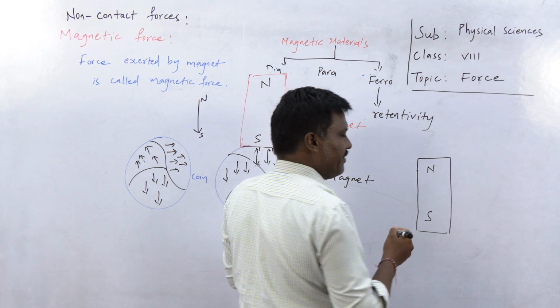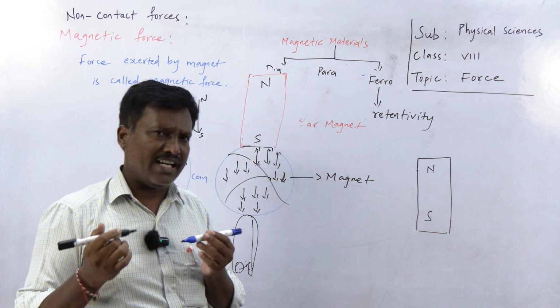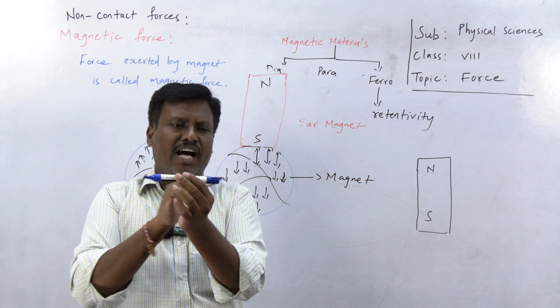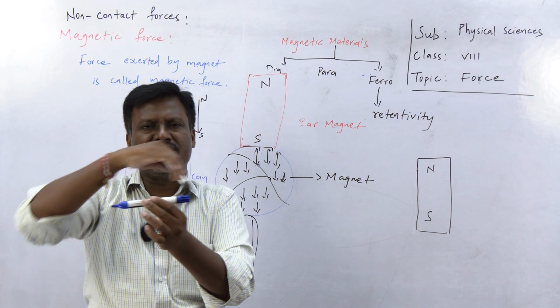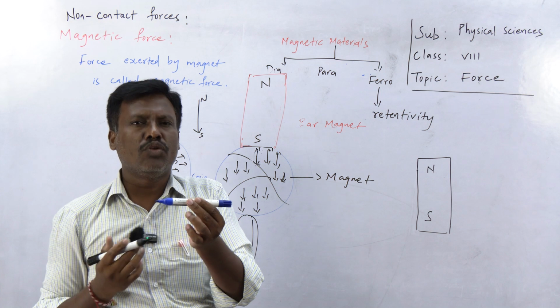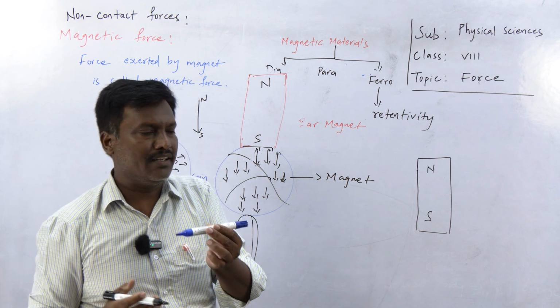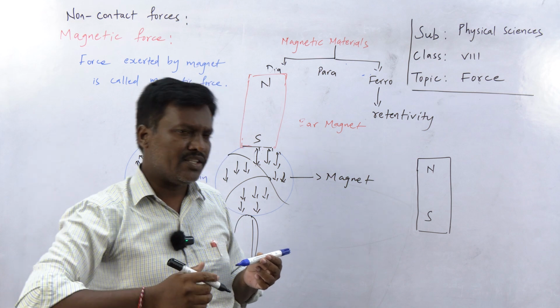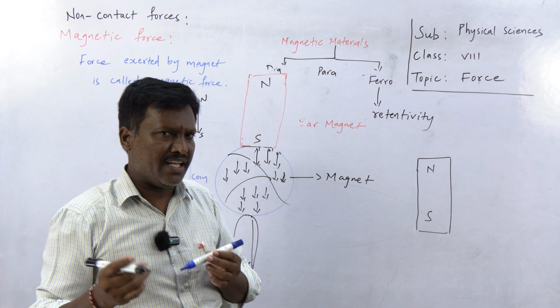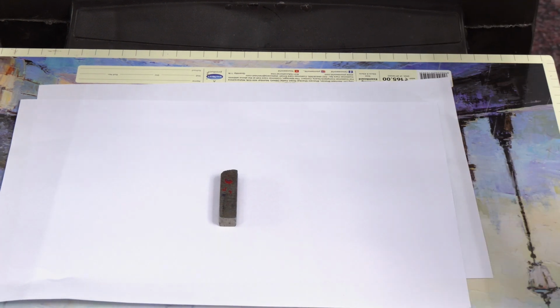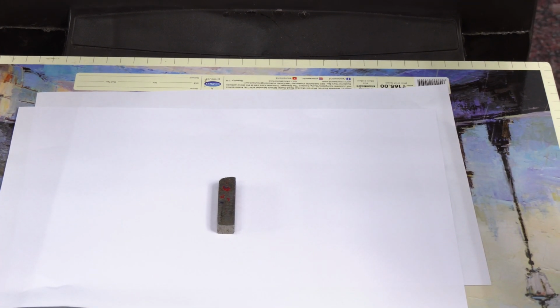So what is a magnetic field? A magnetic field consists of force lines. Those force lines are not visible to us. For example, this is a magnet. Around this magnet, force lines exist three-dimensionally, but we cannot see those force lines with our naked eye. But we can see the force lines with one experiment. I will show you that experiment. We are going to understand what a magnetic field is.